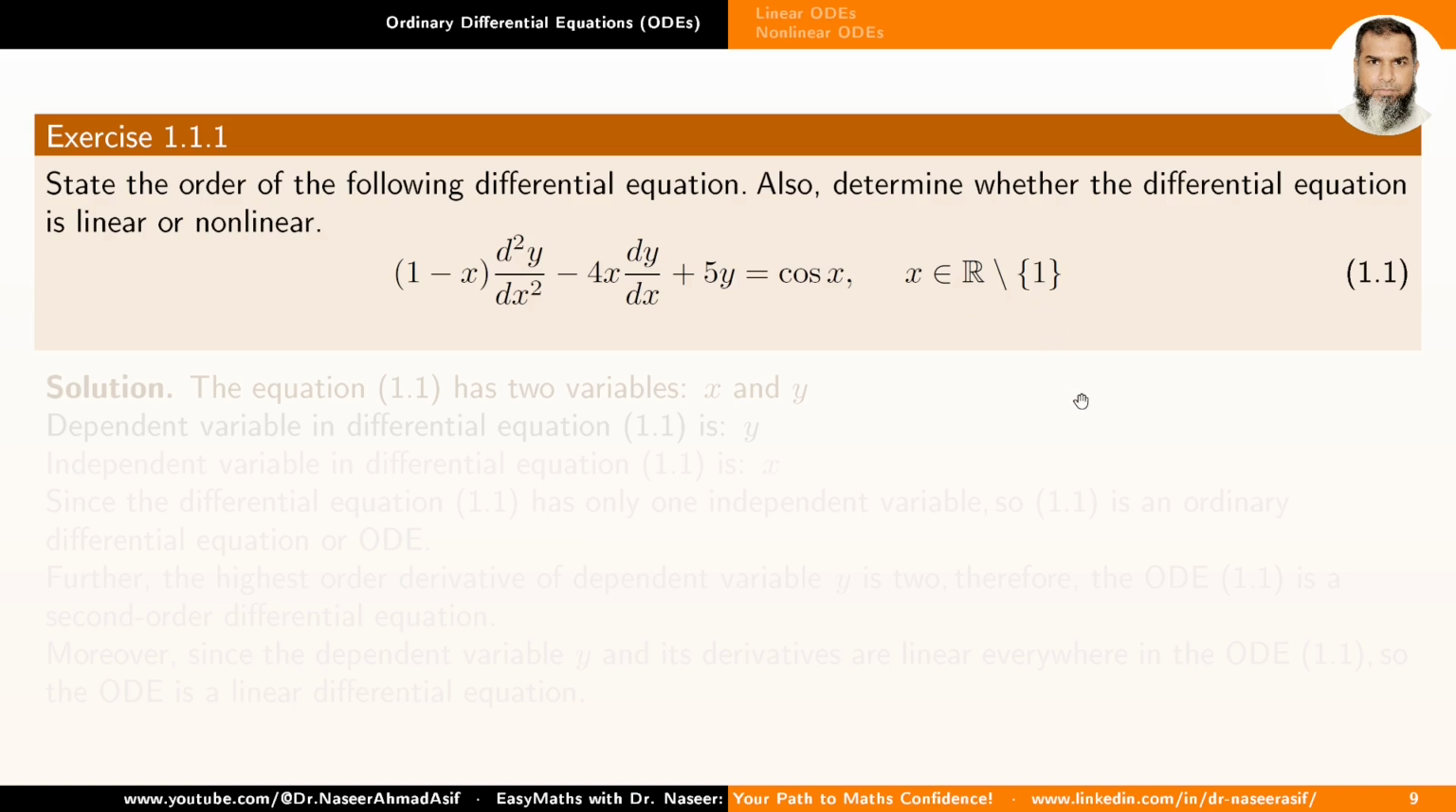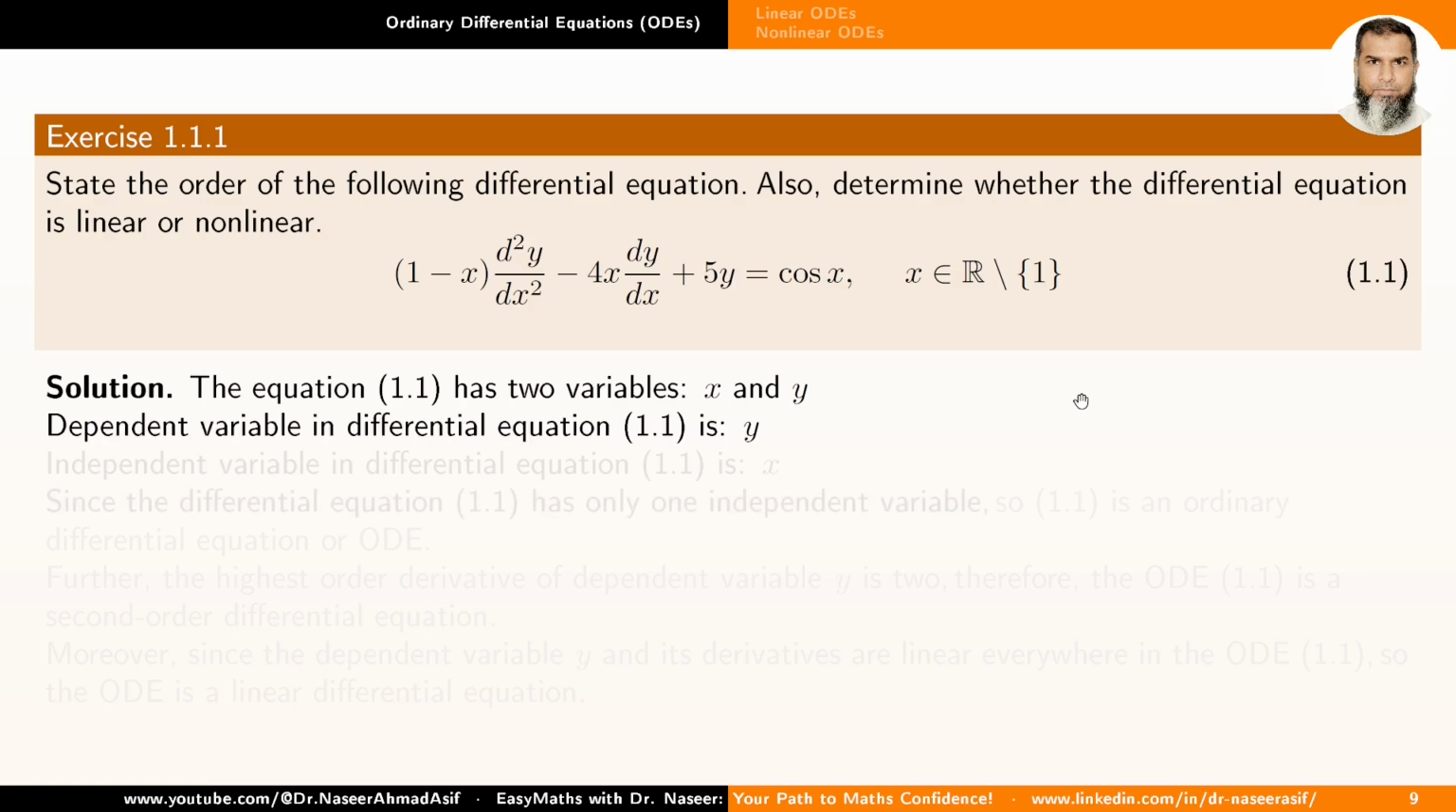We'll see the solution. The equation 1.1 has two variables x and y. The dependent variable in the differential equation 1.1 is y, because this is the second derivative of y with respect to x. This is the first derivative of y with respect to x. So y is a dependent variable, x is the independent variable.